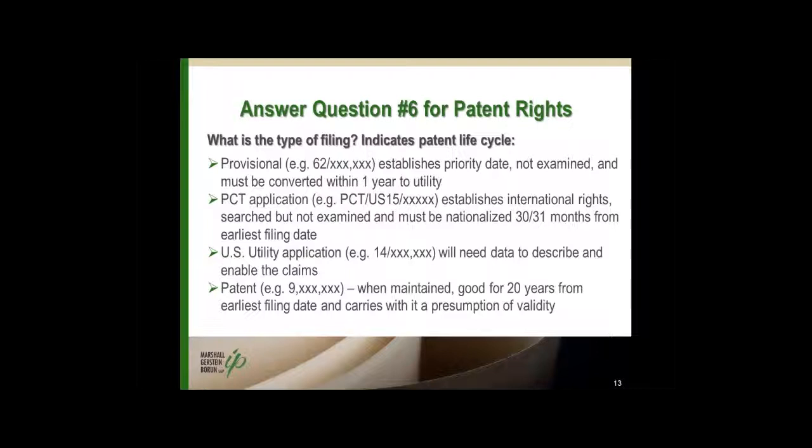A PCT application is an international placeholder. So the provisional is a U.S. placeholder that will lead to an international placeholder if you'd like to file an application with the Patent Cooperation Treaty.